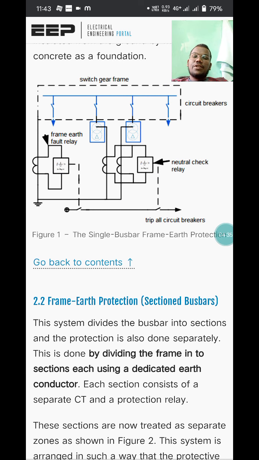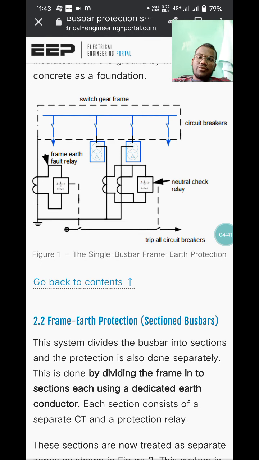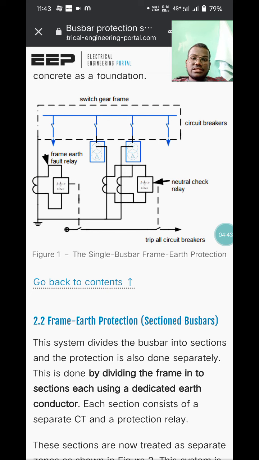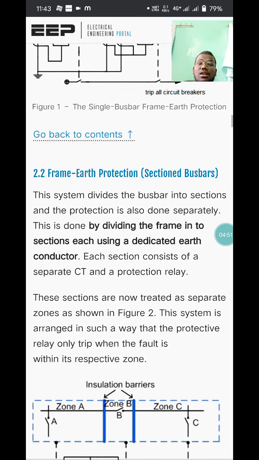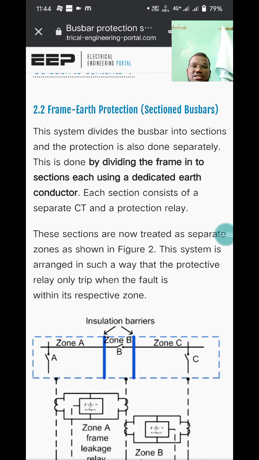Here is the figure that shows the single busbar frame earth protection. There are some parts that contain triple circuit breakers and the frame earth fault relay. Here is the neutral check relay and circuit breakers. The whole is contained within the switchgear frame. And going back to the contents, frame earth protection, that means sectional busbars.